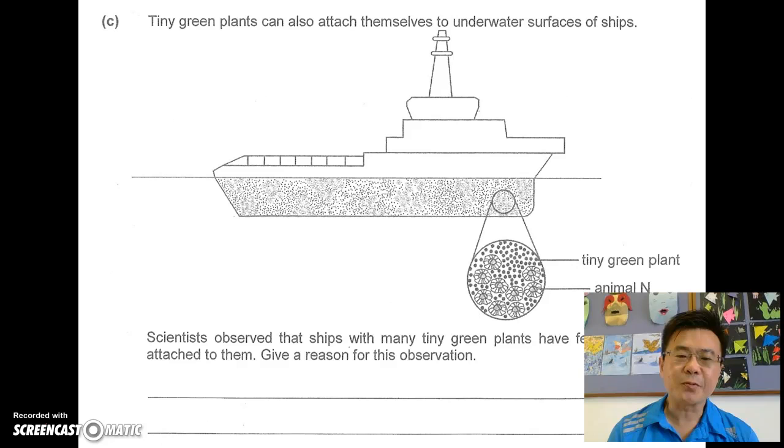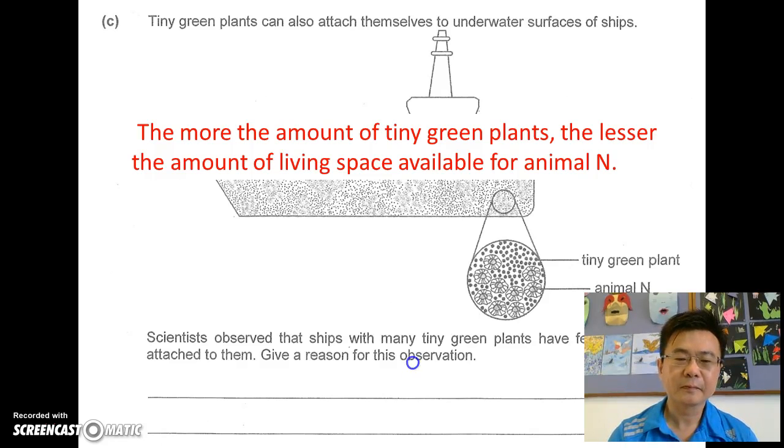Scientists observe that ships with many tiny green plants have fewer animal N attached to them. Give a reason for this observation. The more tiny green plants, the less living space available for animal N. If there are already many green plants growing on the ships, there will be less space for animal N, as this will lead to competition for space and other essential items. So as a result, there are fewer animal N when there are already a lot of green plants.